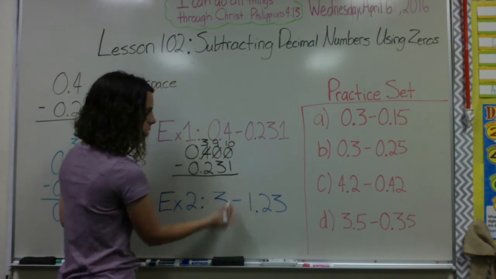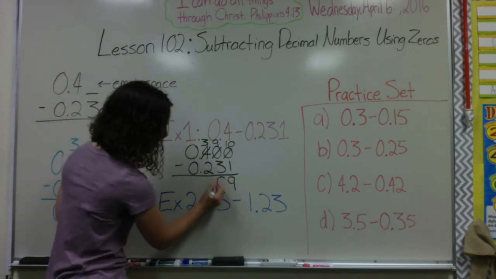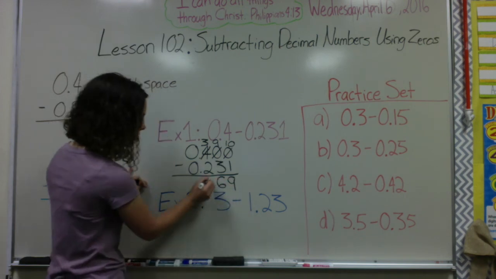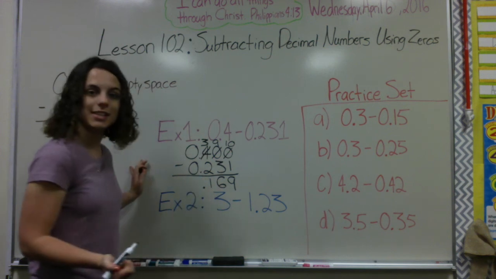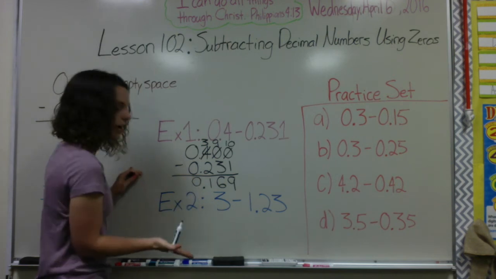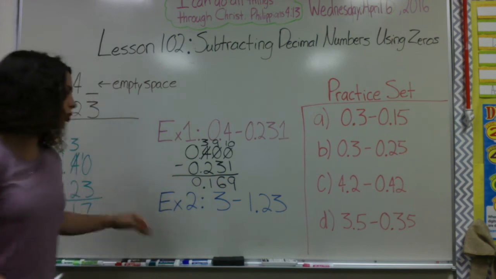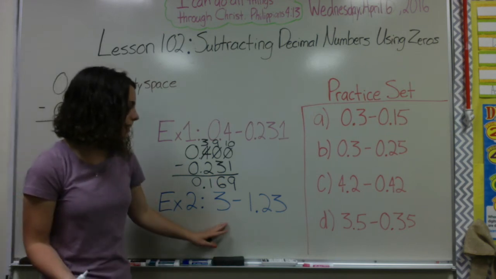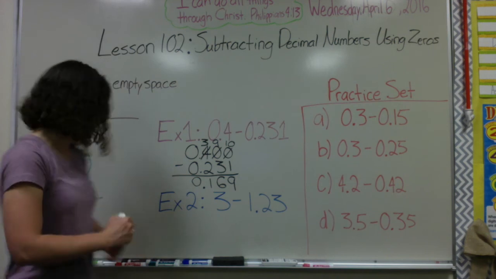So 10 minus 1 is 9. 9 minus 3 is 6. And 3 minus 2 is 1. So I have 169 thousandths. And I can go ahead and put a 0 here. I don't have to have a 0. Either way, it's simplified. Example 2, 3 minus 1 and 23 hundredths. Go ahead and try this one also on your own.